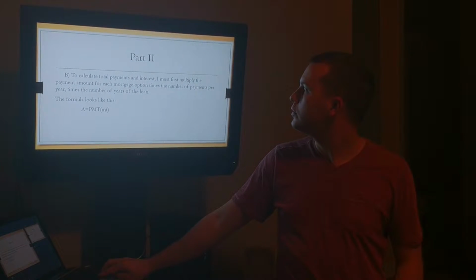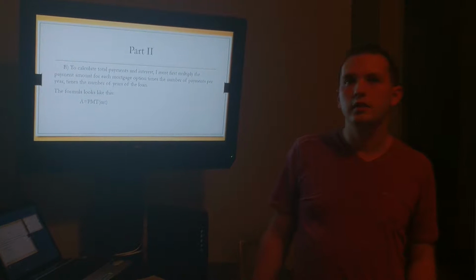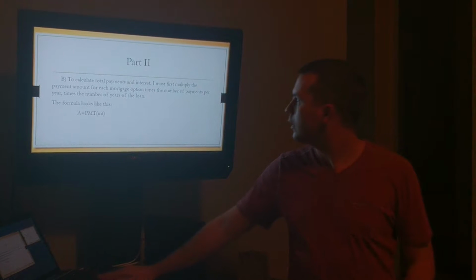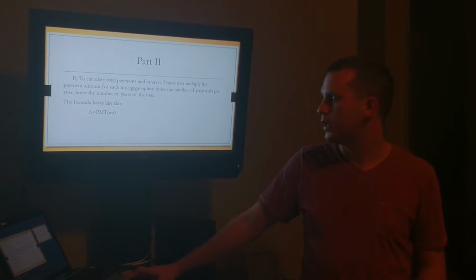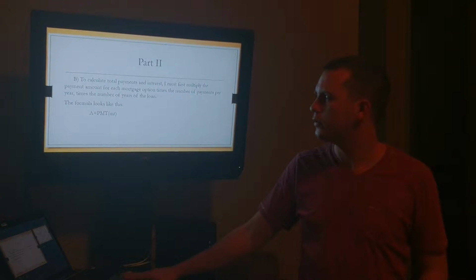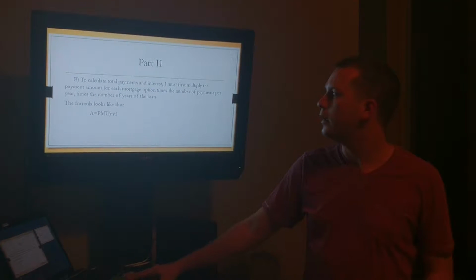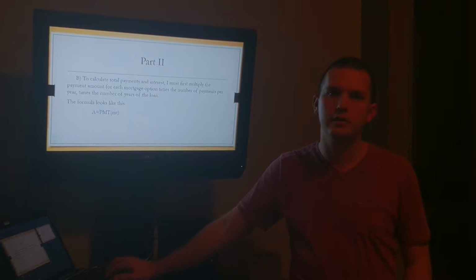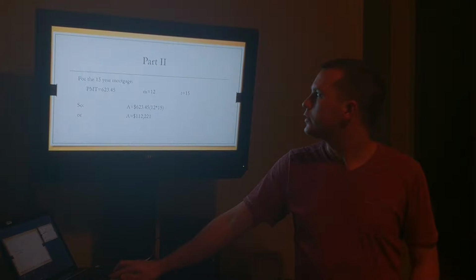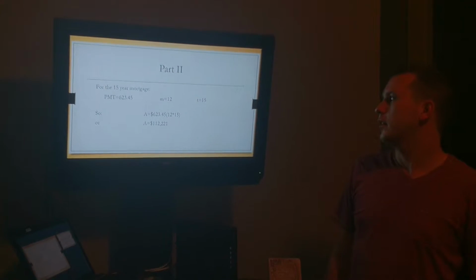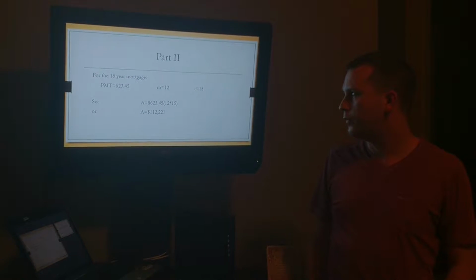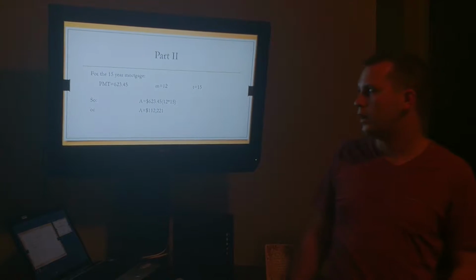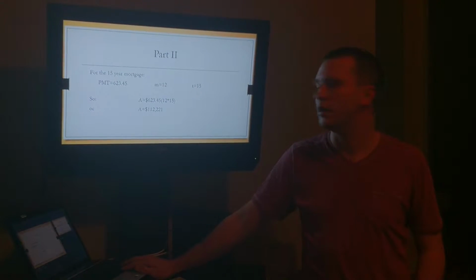All right, part 2B, calculating the total payments and interest paid for each option. So the formula for that is A, which is the ending amount, the total amount that's been paid, equals payment times number of compounding periods times years. So for the 15-year mortgage, A equals $623.45 times 12 times 15, which gives us $112,221.